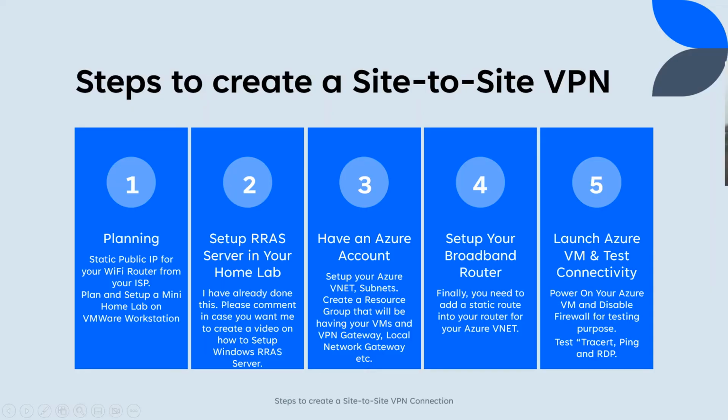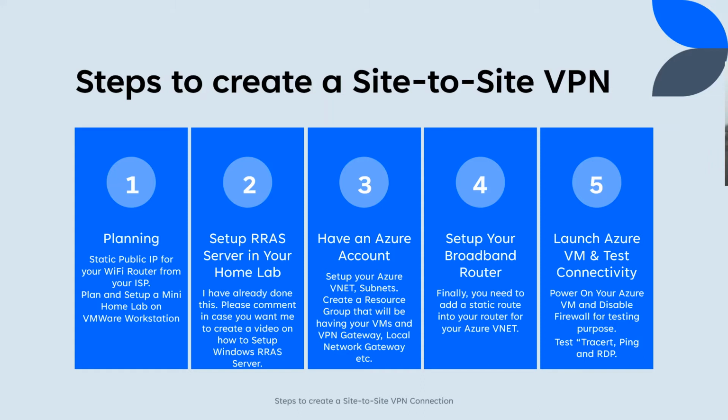Next slide. We will be talking about the steps to create a site-to-site VPN. What we'll be doing here: we'll first be planning, asking our internet service provider to provide a static IP address for your Wi-Fi router, as I already told. And then you set up a mini home lab. Probably you can use VMware Workstation for that. I use the same, or you can use any other type 2 hypervisor.